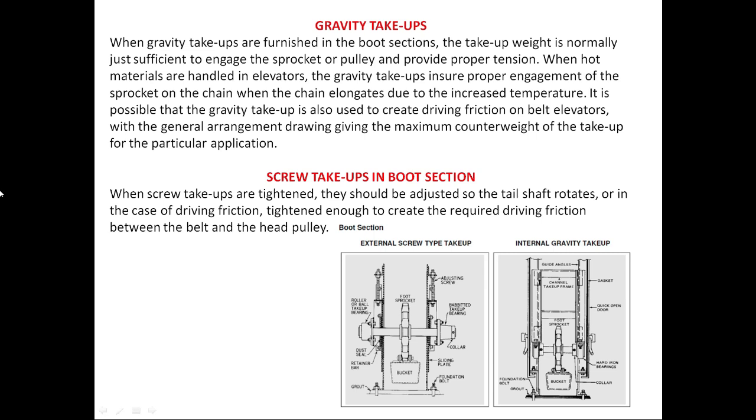It is possible that the gravity take-up is also used to create driving friction on belt elevators, with the general arrangement drawing giving the maximum counterweight of the take-up for the particular application. When it comes to screw take-up in the boot section, when screw take-ups are tightened, they should be adjusted so the tail shaft rotates, or in case of driving friction, tightened enough to create the required driving friction between the belt and head pulley.